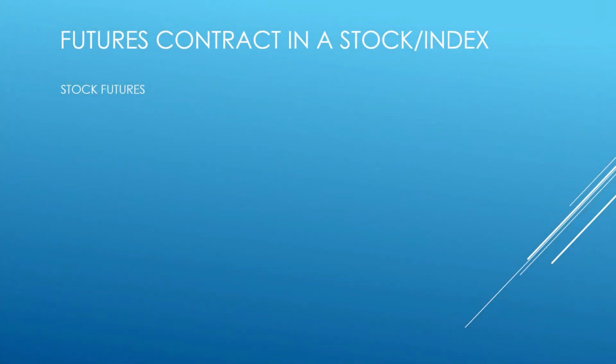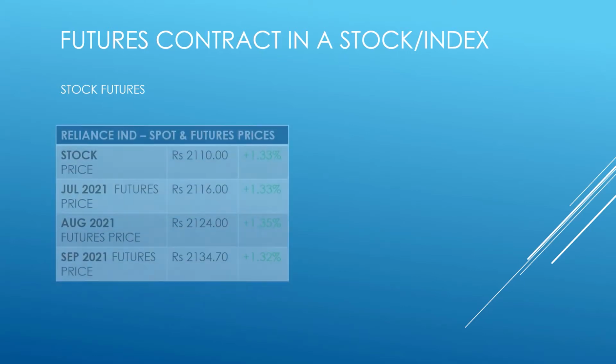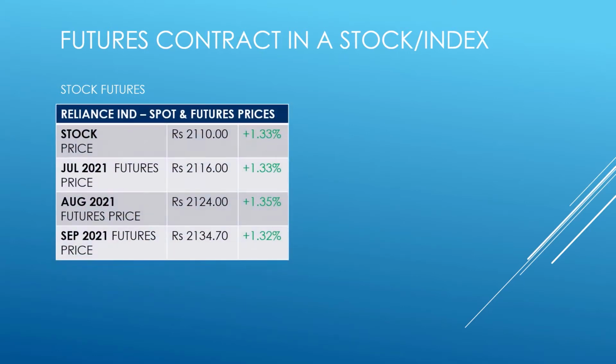Now let's look at some examples of stock futures or index futures in stock market. In the first table that you see here, I am displaying the Reliance Industries current stock price and the futures prices. Current stock price, as you see, is rupees 2110. And today it went up by 1.60%. And July month futures traded at 2116. Remember, this is at a premium to the current stock price.